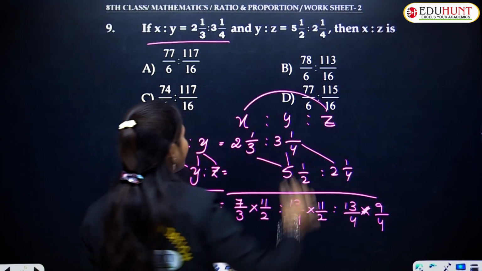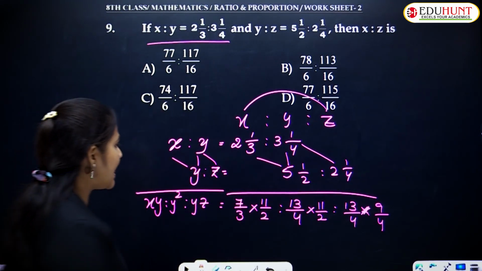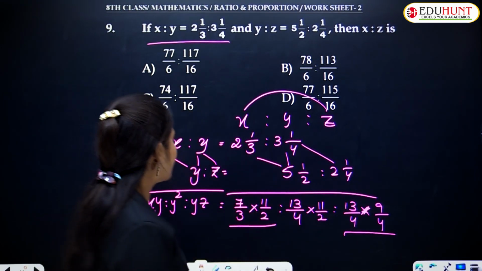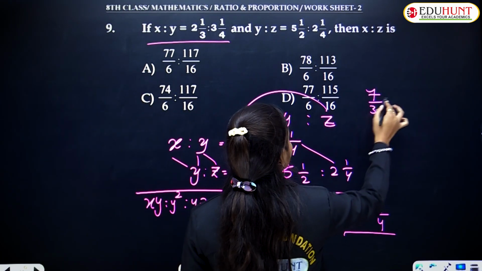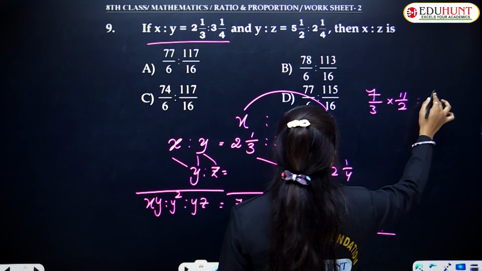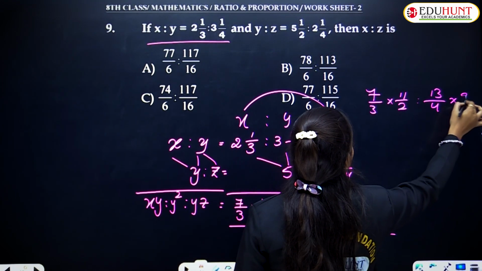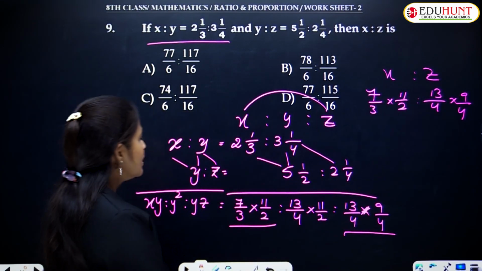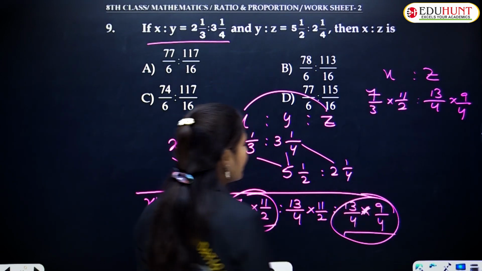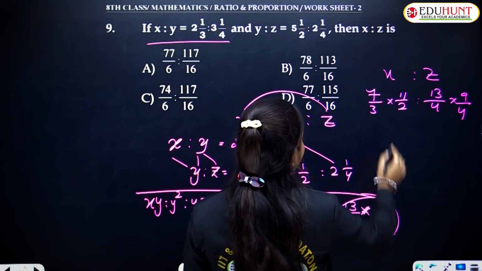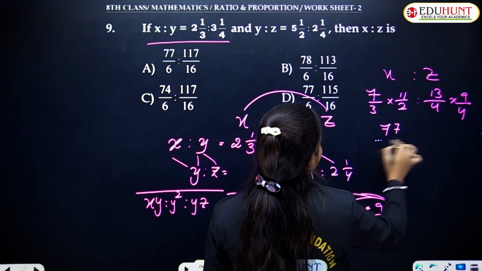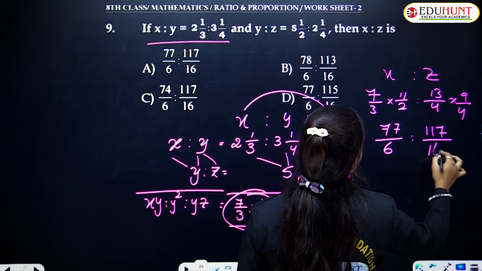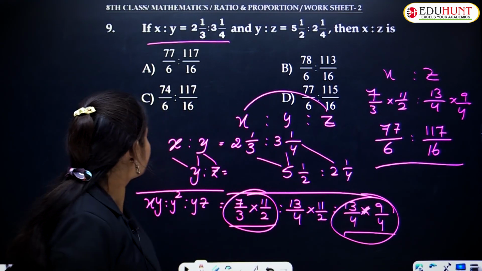Now they are asking for the ratio of x is to z. Just consider these two values only. So what is the first value here? 7 by 3 into 11 by 2 is to 13 by 4 into 9 by 4. These two are the values of x is to z. Just consider the x value and the z value. Understand? So from this, 7 elevens are 77 by 3 twos are 6, is to 13 nines are 117 by 4 fours are 16. That is what is given.